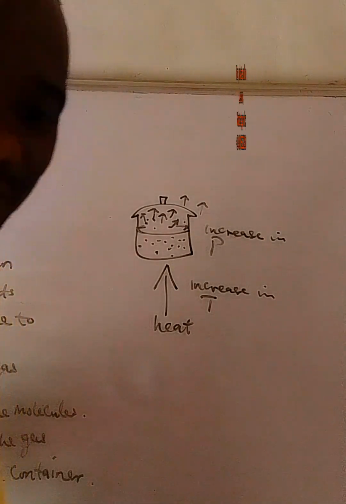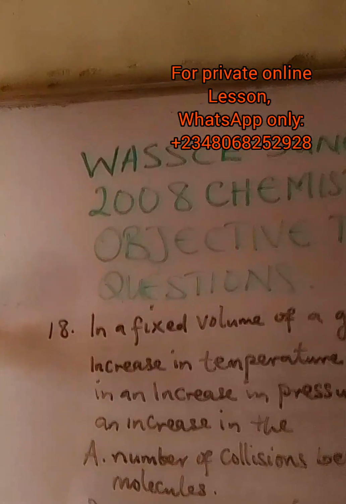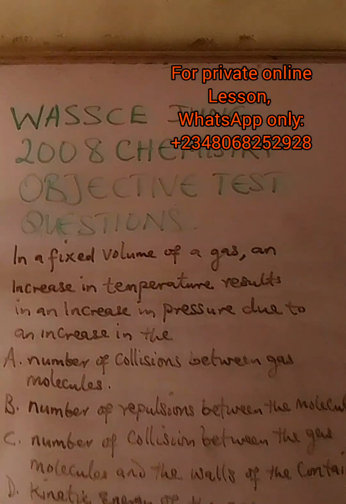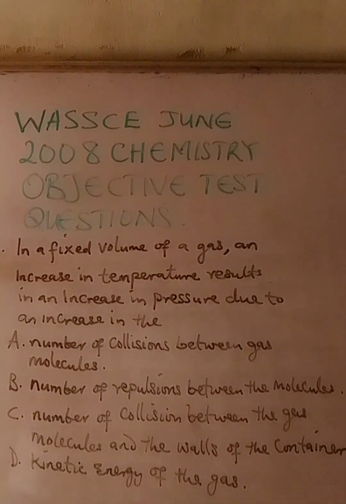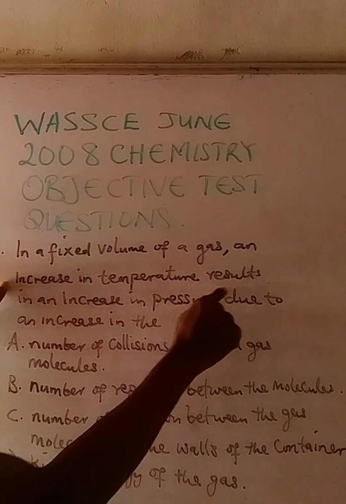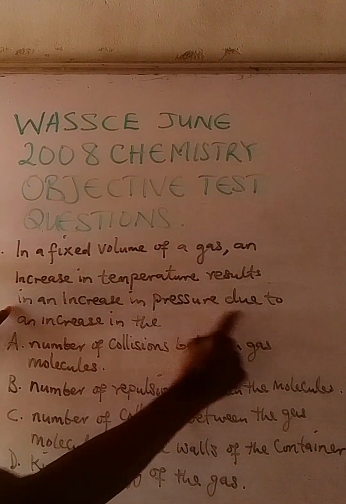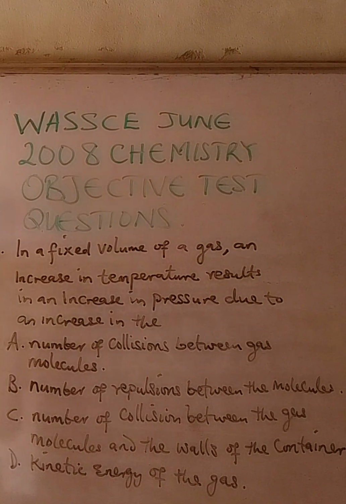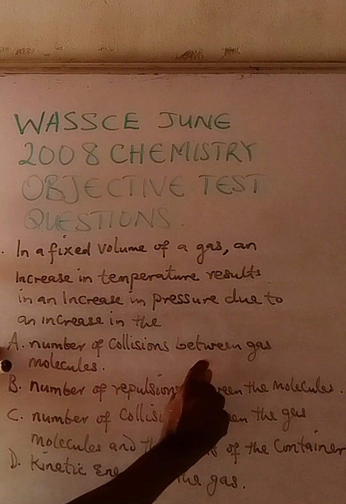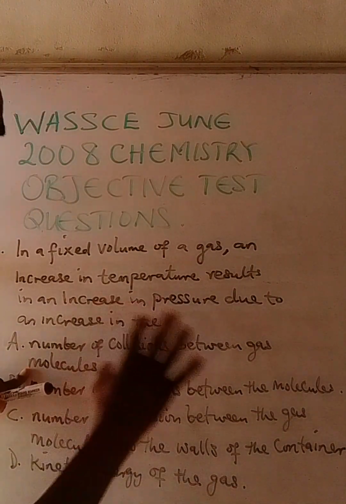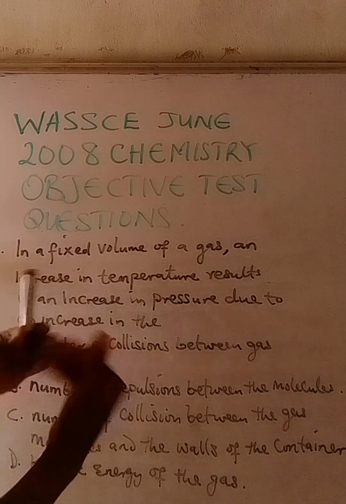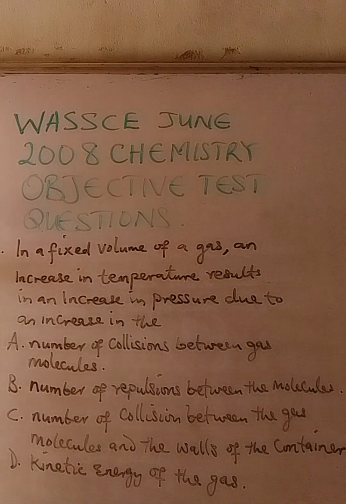Now, let us go back to the options and see what they are. In a fixed volume of gas, an increase in temperature results in an increase in pressure due to an increase in what? What causes that pressure? A. Number of collisions between gas molecules. Yes, the number of collisions between gas molecules is part of the result of the increase in pressure.